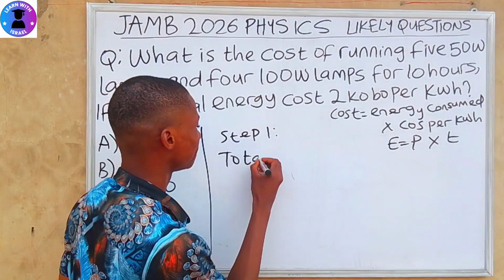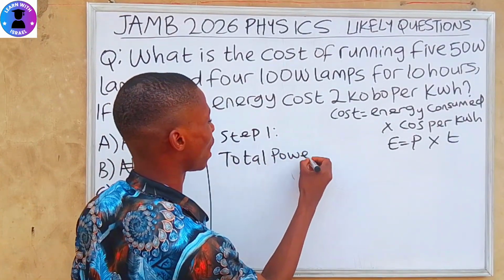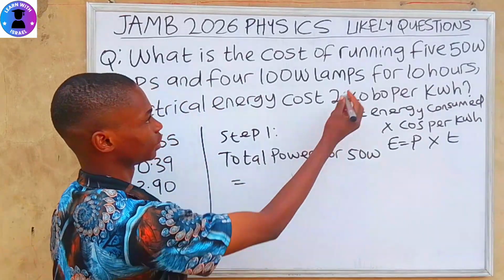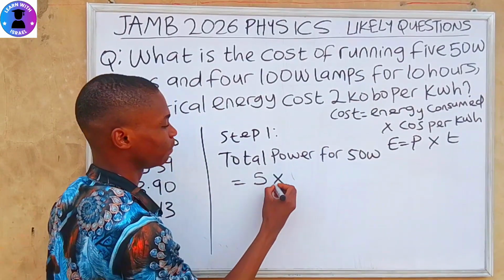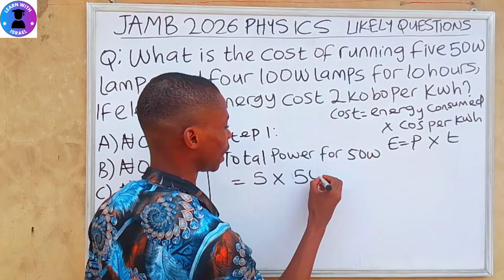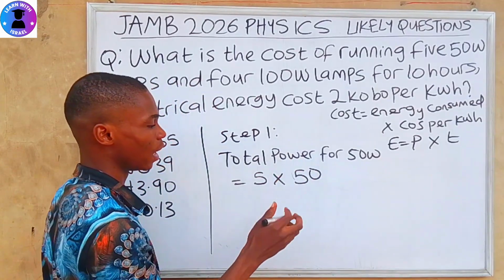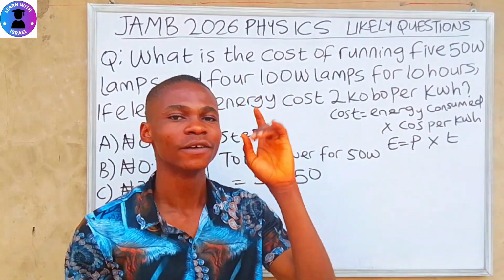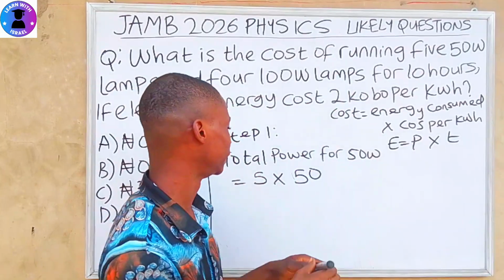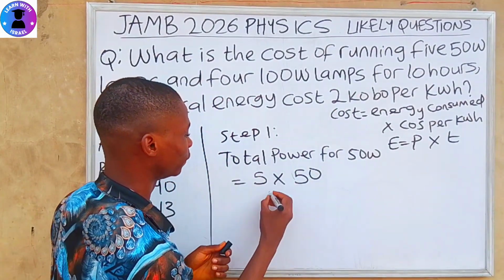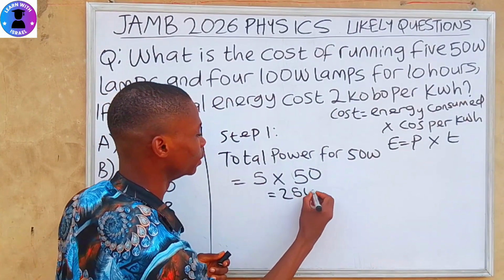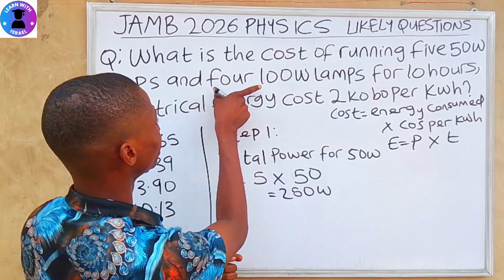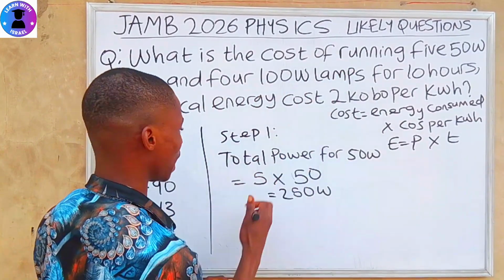Total power for 50 watts equals 5 multiplied by 50 watts. That is how we get our total power. It means 50 watts in 5 places. So 5 multiplied by 50 will give us 250 watts. Let's also calculate for the 100 watt lamp.